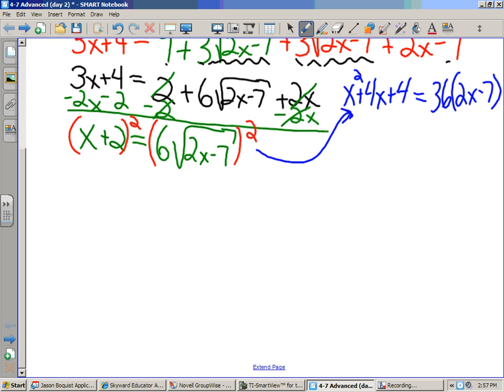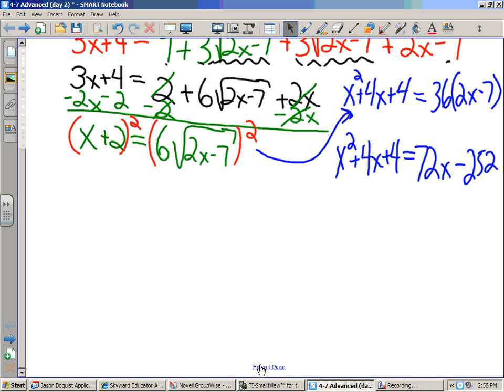Hey, wait a minute. How many radicals did we start with? How many do we have now? Oh, how about that? Are there some questions back there? No? Okay. Well, what are we going to do now? Distribute 36? That's probably a pretty good idea, huh? All right. So x squared plus 4x plus 4 equals 72x minus, what is it? 252? Yep, that's right.